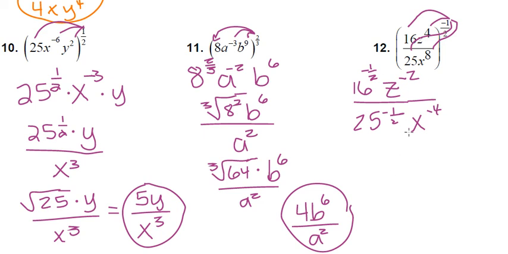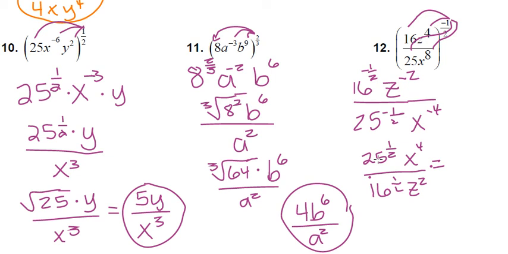So what that means is our fraction is going to completely flip to its inverse. So I'm going to have 25 to the power of 1/2 over x to the power of 4 over 16 to the power of 1/2 times z squared. Notice nothing's negative now. So if you went into this thinking, oh, I've got negatives in my answer, no, you don't. You need to apply your exponent rules.